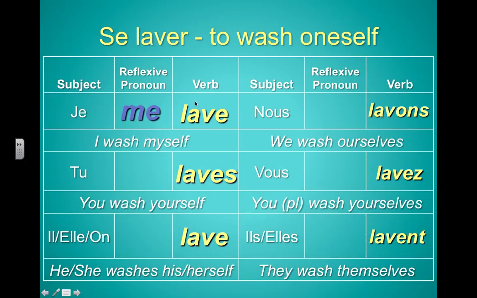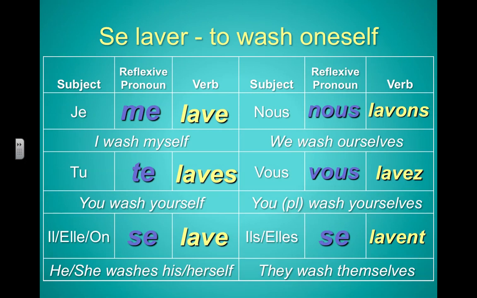So, je me lave. If I'm washing myself, it's je me lave. I wash myself. Tu te laves, il se lave, nous nous lavons, vous vous lavez, ils se lavent. So that's how you would conjugate a reflexive verb in the present tense. Of course, we're not going to stop with the present tense, but this is enough for now, right?